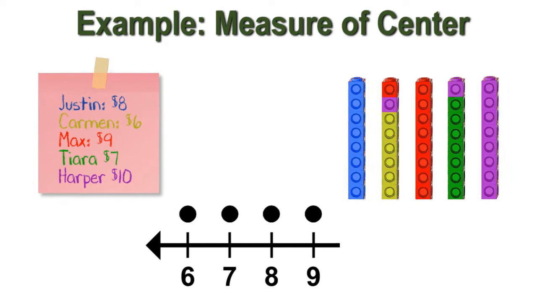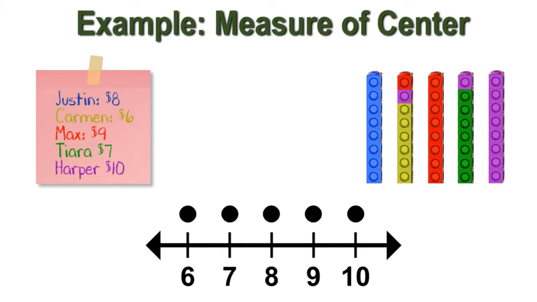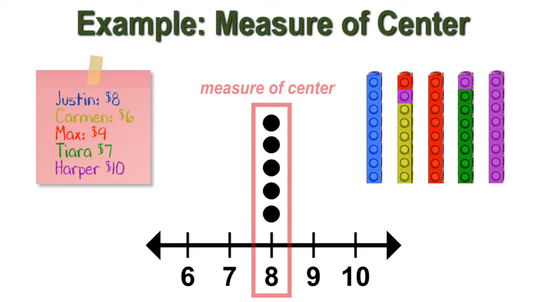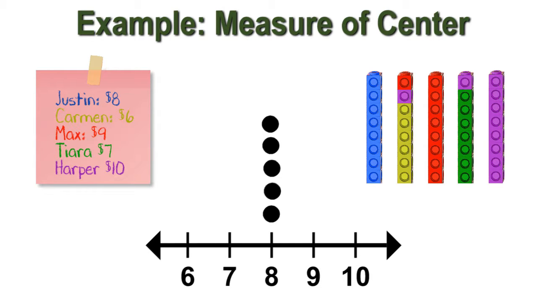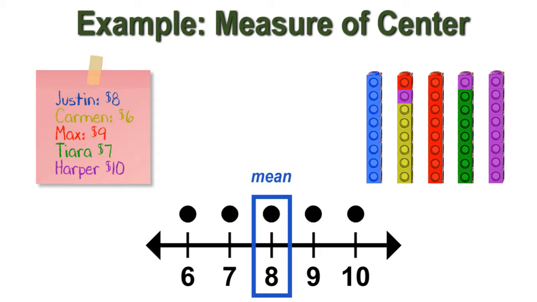We can also create a dot plot of the data for the students' earnings. By moving the dots towards the center, we can find the measure of center. When the values in a data set are leveled out or distributed as a fair share, the mean is found. Mean is one type of measure of center. Measures of center are values used to represent a collection of data.